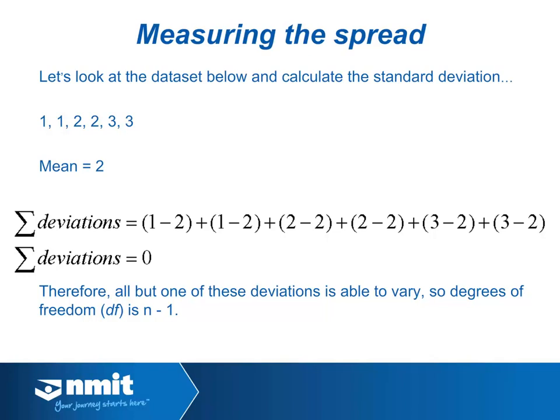Therefore, so we've got 1 minus 2, 1 minus 2, 2 minus 2, 2 minus 2, 3 minus 2. That gets us to -1. If you sum those first 5 together, we get to -1. But we know the sum of the deviations has to equal 0. Therefore, this last deviation, 3 minus 2, must always equal 1. It can't equal anything else if the sum of the deviations is to be 0. Therefore, only 5 of these deviations actually vary freely. They're the only ones which are free to be whatever they want.